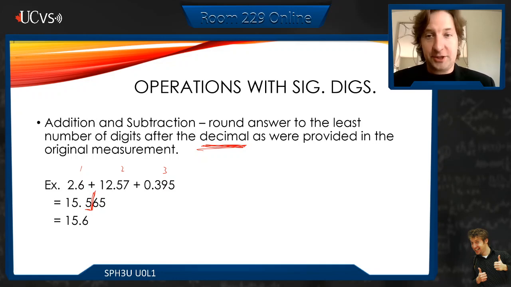So when we do calculations, you're going to plug in your numbers, do your calculations, write your answer with the decimals, and then do one extra step. You're going to round it to the correct number of significant digits, or decimals in this case. All right, so the addition rule, again, is the lowest number of decimals.